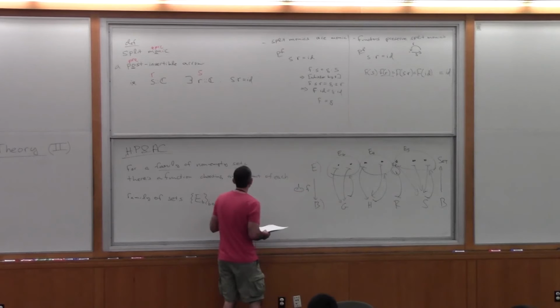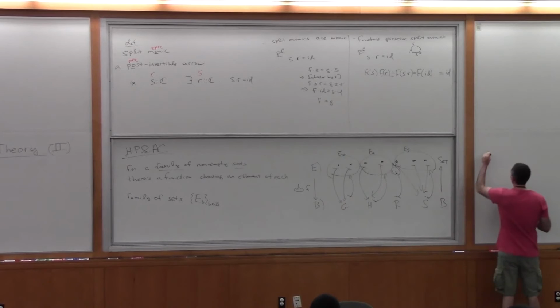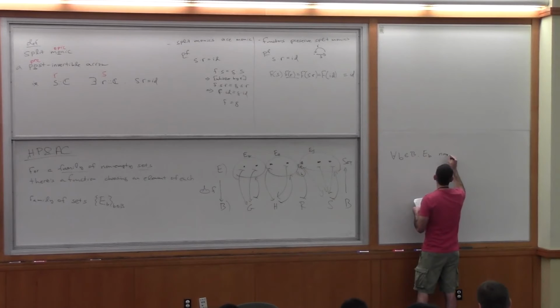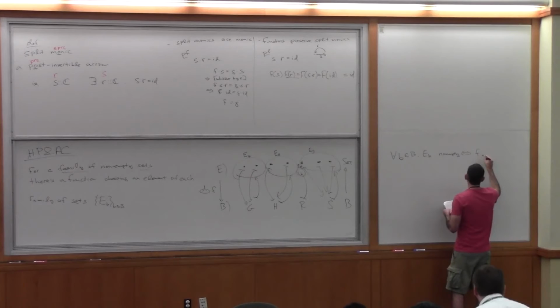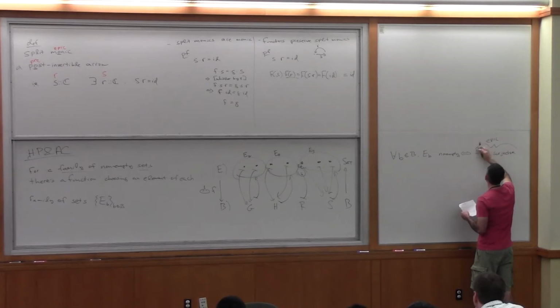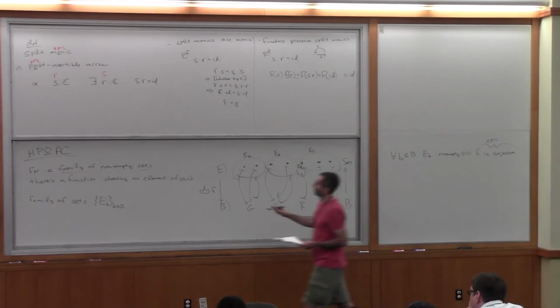I'll write over here. If for all B in B, E sub B is not empty, then this just means that the sorting function f is surjective. But in sets, that's the same thing as saying that it's epic. Okay, that's the premise here.